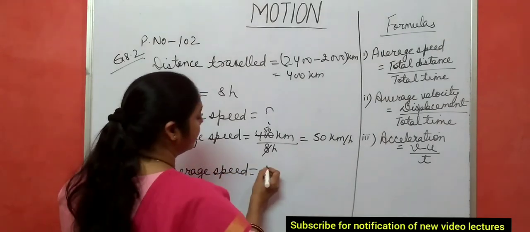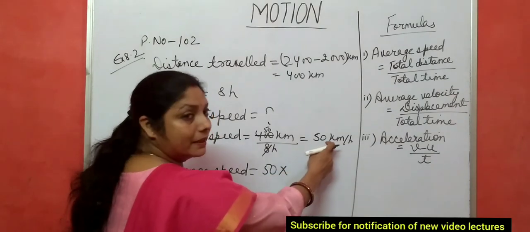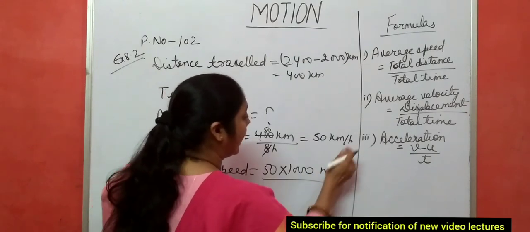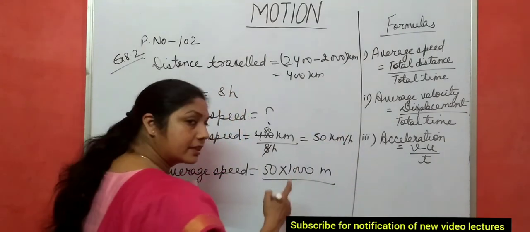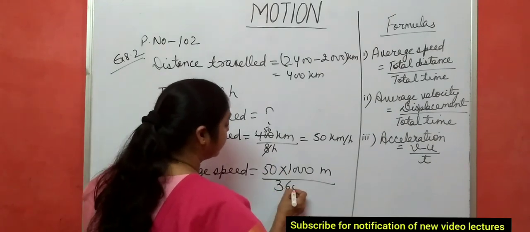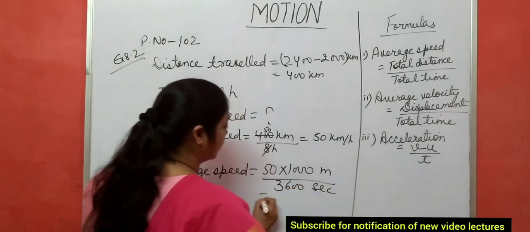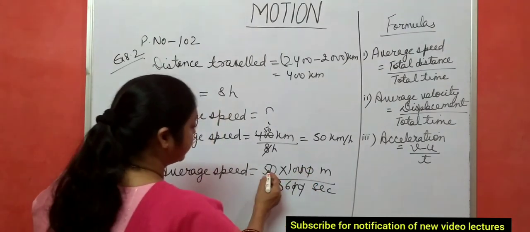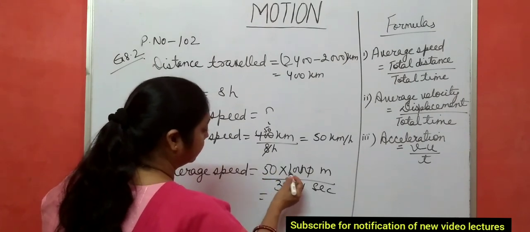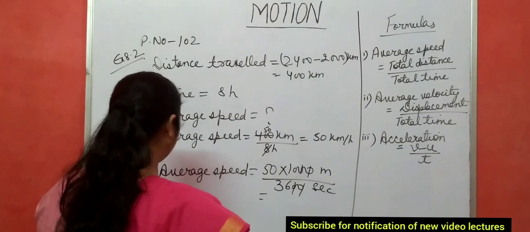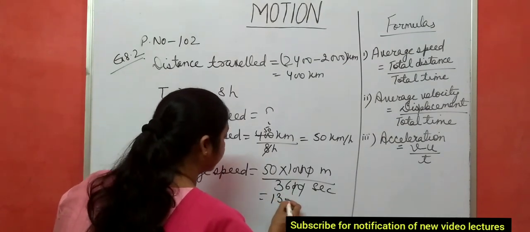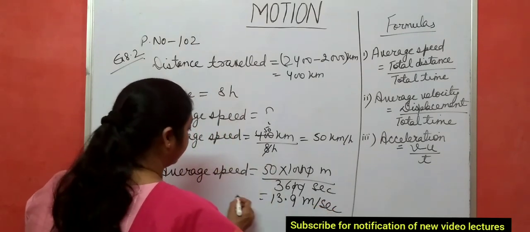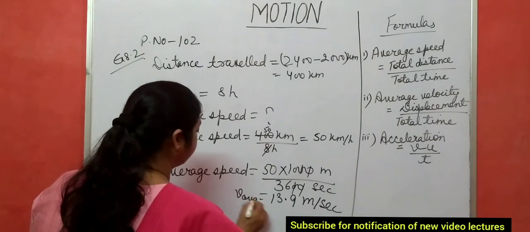in meter per second. So in 1 kilometer, how much meter is there? 1000 meter, right? And in 1 hour, how many seconds? 60 into 60, that is 3600 second. So when you solve this one, you just cancel this, right? And this 500 divided by 36. After solving this one, you get the answer 13.9 meter per second, right? This is in meter per second.